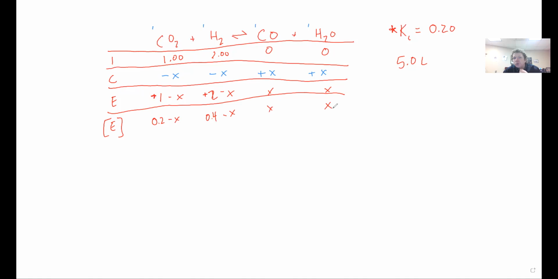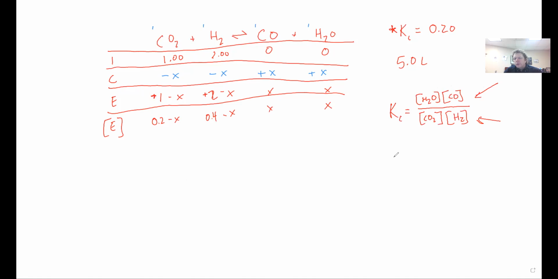Now, what we want to do with this information is set up our equilibrium expression. Our equilibrium expression, K sub C, when we use our products, we would say H2O times carbon monoxide divided by CO2 times H2. Okay, so those are our products at the top and our reactants at the bottom. Now we have these concentrations. There's a little bit more to solve, but we can do that.